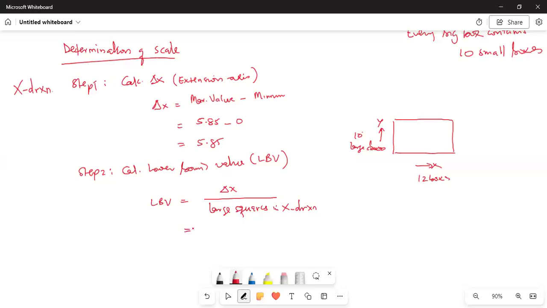So in this case, when we divided, we had 5.85. So 5.85 divided by 12. Now it will be 12. And this will give us what? 5.85 divided by 12.